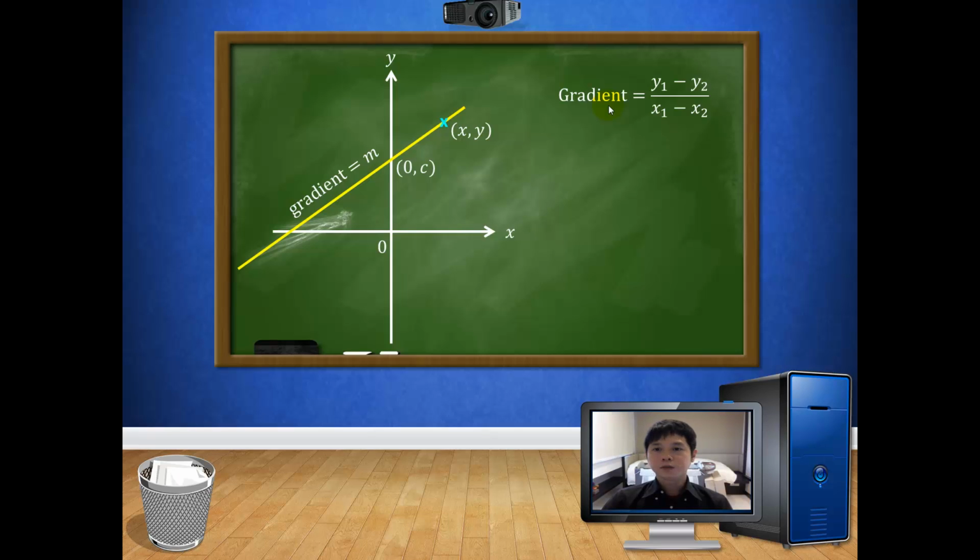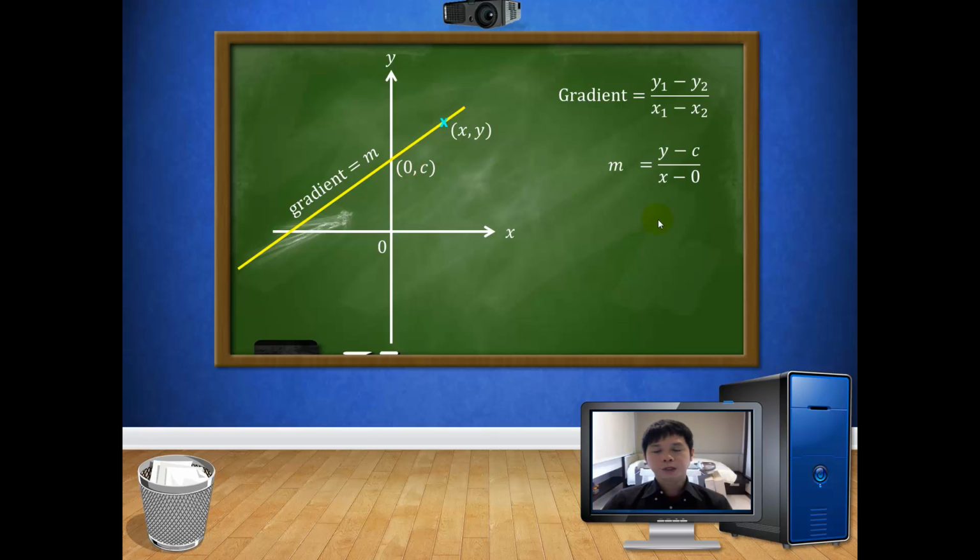As you know, the gradient formula can be given by (y1 minus y2) over (x1 minus x2). Now we shall sub in the values from the diagram here, whereby the gradient is equals to m, and we have two pairs of coordinates, (x, y) and (0, c). Substituting into the right hand side, we will have (y minus c) over (x minus 0).